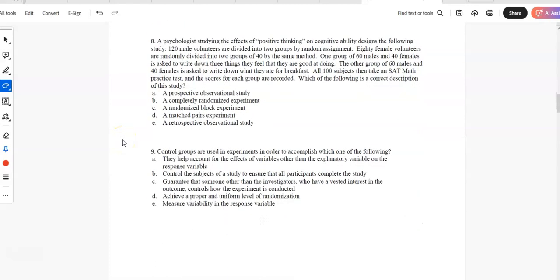Psychologists study the effects of positive thinking on cognitive ability, and design the following study. 120 male volunteers are divided into 2 groups by random assignment. 80 female volunteers are divided into 2 groups, 40 each, by the same method. One group of 60 males and 40 females is asked to write down 3 things they feel they are good at doing, and the other group is asked to write down what they ate for breakfast. All 100 subjects then take the SAT math practice test. I like this. And the scores for the groups are recorded. Which of the following is the correct description of this study?